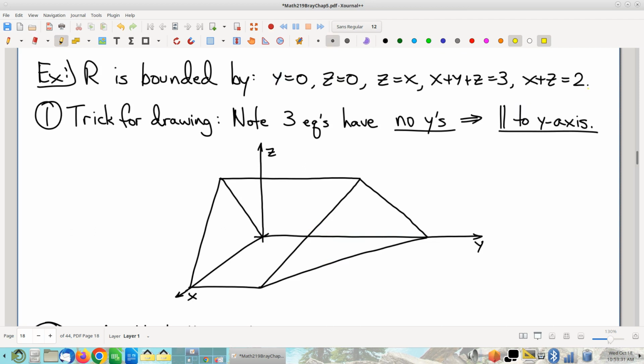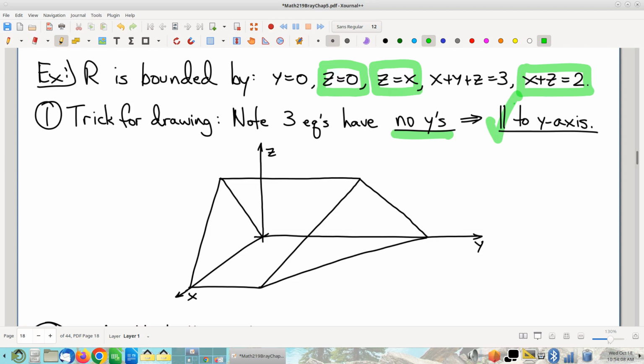You will notice sometimes that several of the equations in your list have a variable missing. It won't always happen, right? But sometimes you get lucky and you notice these 3 equations here, there's no y's in those equations, and I'm going to refer you back to an observation we made back in chapter 1. If there's no y's in the equation, then those planes are parallel to the y-axis. And so that makes them easy to draw.